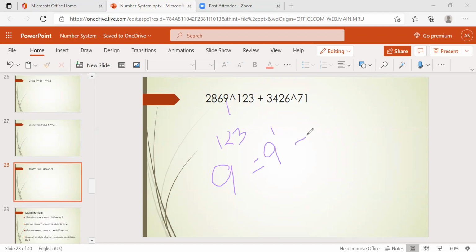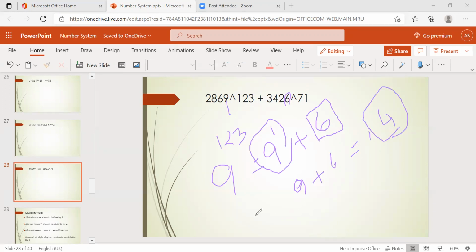9 power 1 plus 6 power 70. Do you remember what I said? 6 power anything is nothing but 6 only. So the last digit is 6. And what is the last digit of 9 power 1? It is also 9 only. 9 plus 6 is nothing but 15. So 5 is the last digit.